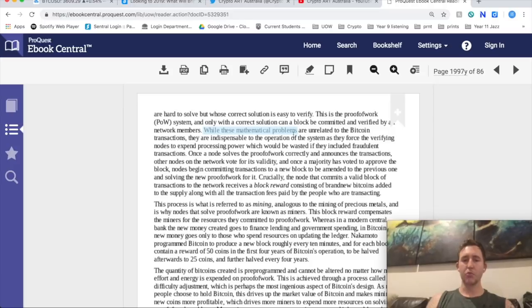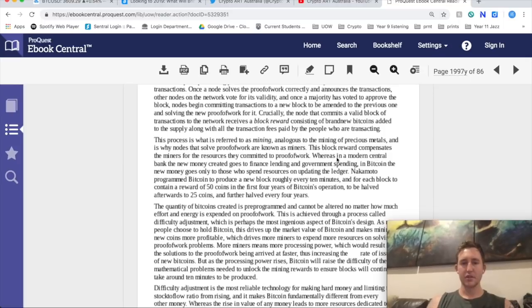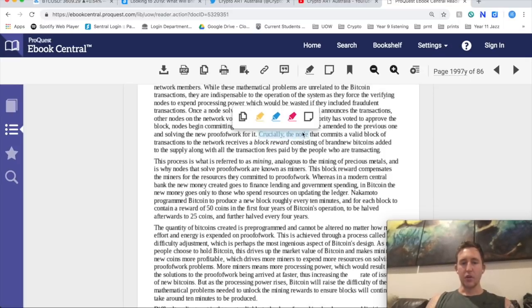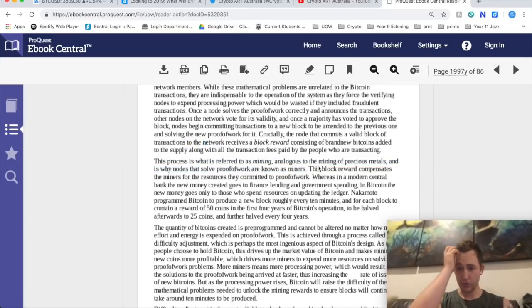While these mathematical problems are unrelated to the Bitcoin transactions, they are indispensable to the operation of the system, as they force the verifying nodes to expend processing power, which would be wasted if they included fraudulent transactions. Of course, the process of verifying blocks is what is referred to as mining, and why nodes that solve proof of work are known as miners. And there is a block reward, of course, for the miners that are mining Bitcoin.